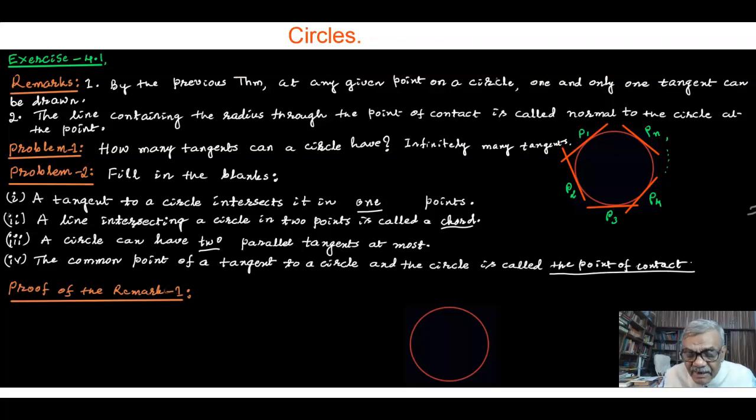prove the remark 1: at any given point, there can be one and only one tangent. Suppose this is the point. Suppose this is the center of the circle, center at O, let us say, and P be any point on the circle. As you know, from a point one can draw a tangent. Let us say this is XY. If possible, assume that there can be one more tangent, let us say X dash Y dash. Draw a line, join OP.